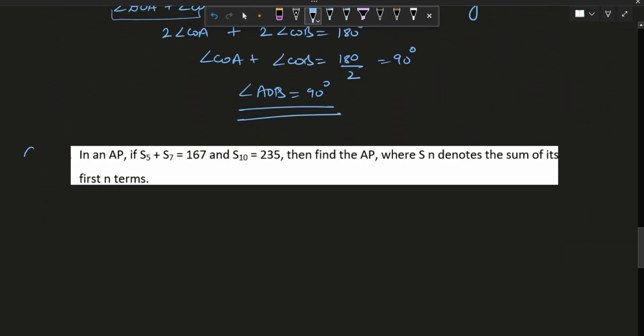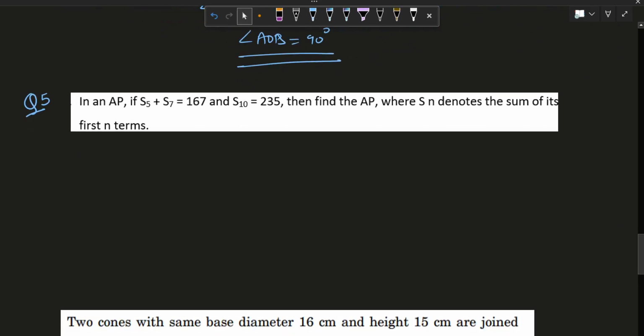Now let me start with the next question. That's the fifth question. In an AP, if S5 plus S7 is 67 and S10 is 235, find the AP, where Sn denotes the sum of its first n terms. It should be Sn. So the formula for the sum of n terms, let's just write it first. Always write the formula. This is a 5 marker type question, students. So n by 2, 2a plus n minus 1 d.